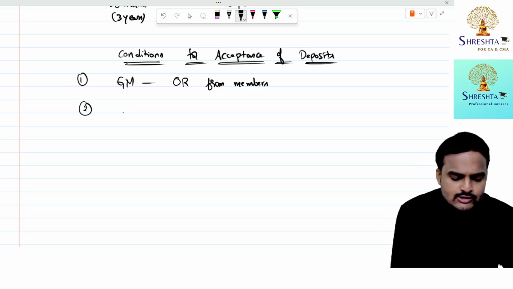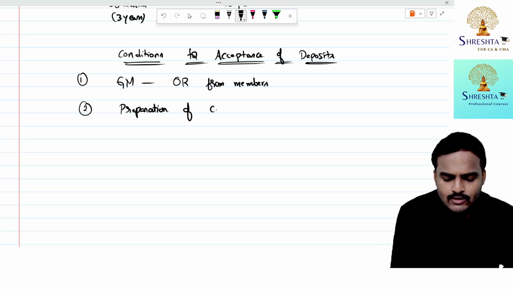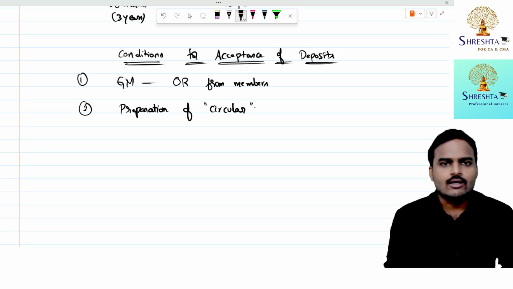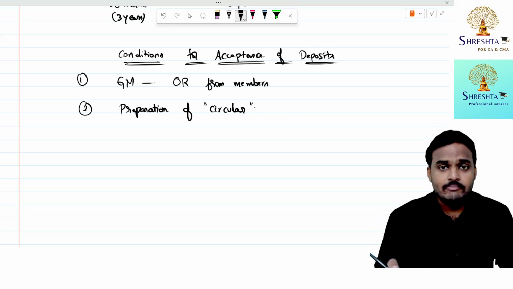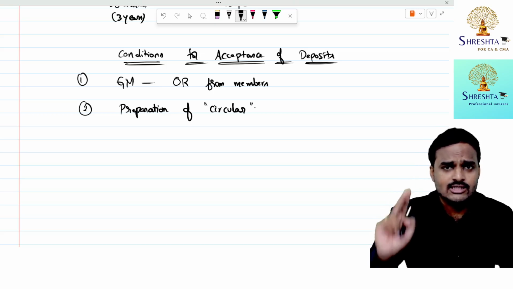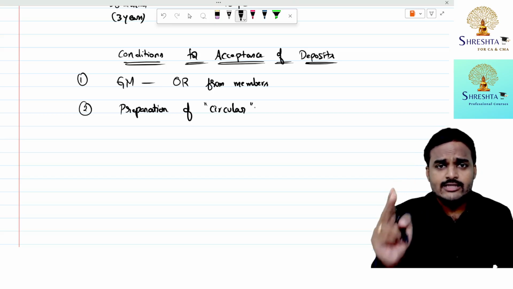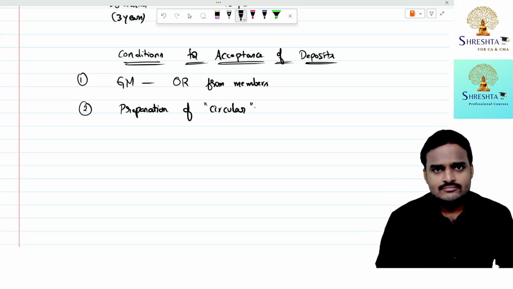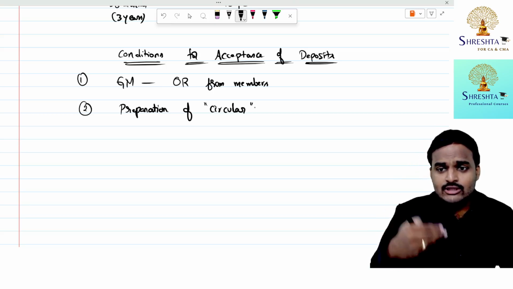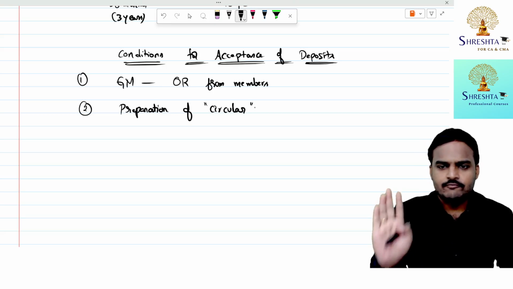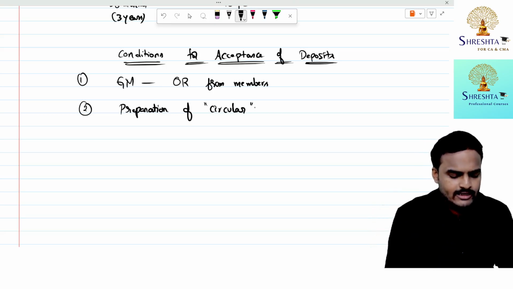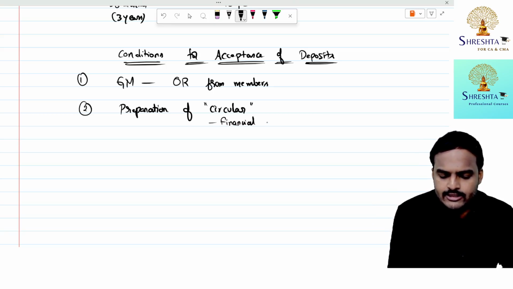Next one, preparation of circular. Once the company gets permission from members, the company is required to prepare a document called a circular. For a public offer, prospectus. For private placement, offer cum application letter. For further issue of shares to existing members, letter of offer. Understood. Coming to deposits, preparation of a circular is sufficient. The circular must contain the following matters: the financial position of the company.